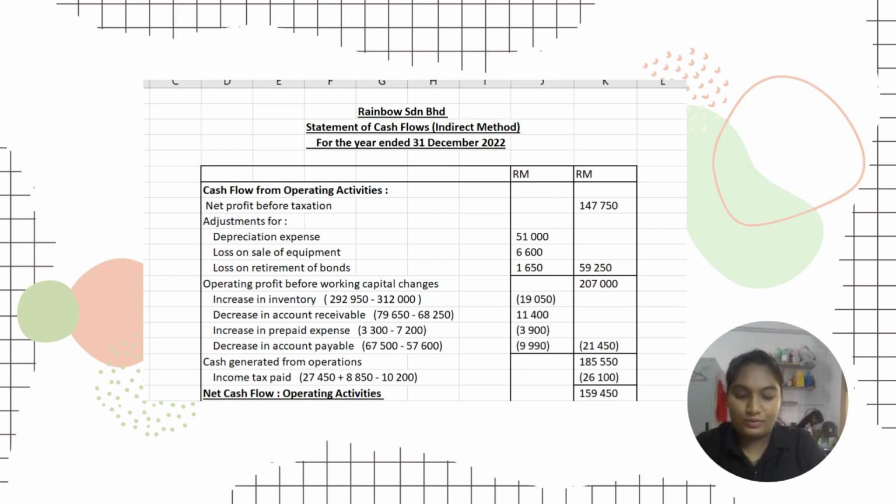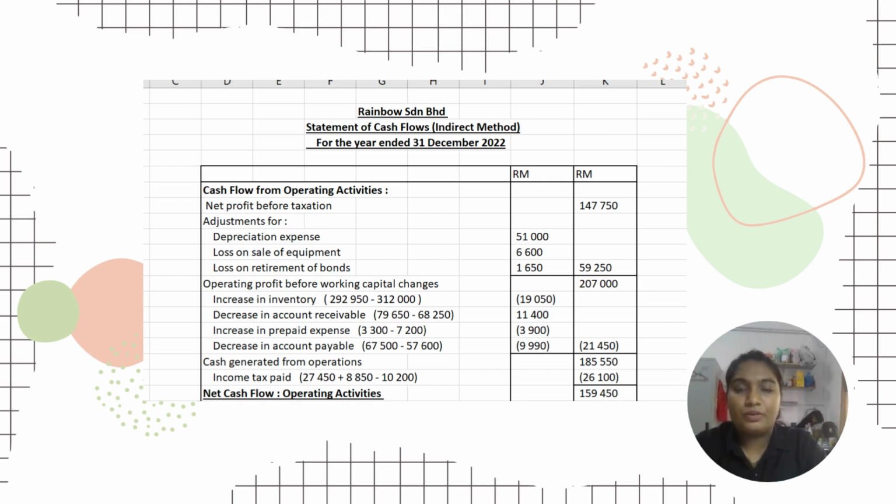And the adjustments, for the adjustments we can get the non-cash activities and also gain and losses from the statement of profit or loss. For this question, there is three adjustments. First of all, depreciation expense 51,000, loss on sale of equipment 6,600, and the loss of retirement of bonds 1,650. When we total all these values, we will get 59,250.